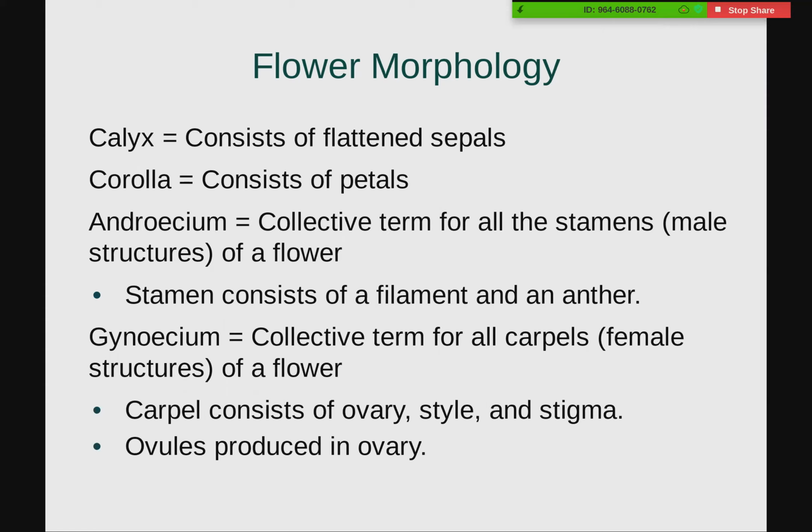So the first one is the calyx, which consists of flattened sepals; the corolla, which consists of petals; the androecium, which is the collective term for all the stamens, the male structures of the flower; then the gynoecium, which is the collective term for all carpels, or the female parts of the flower.